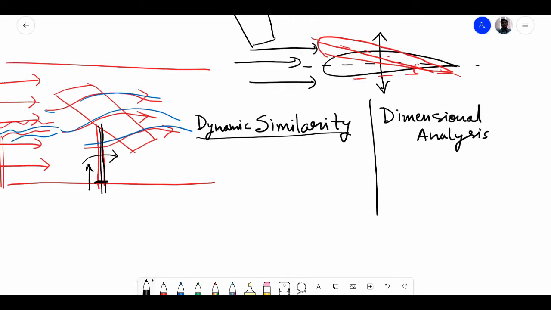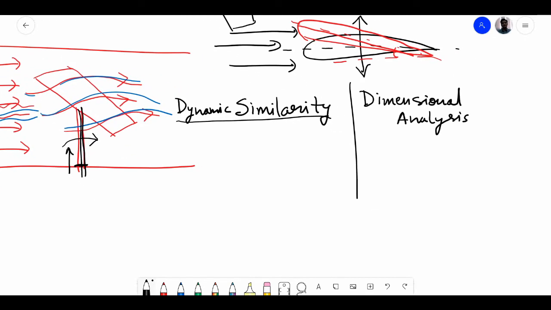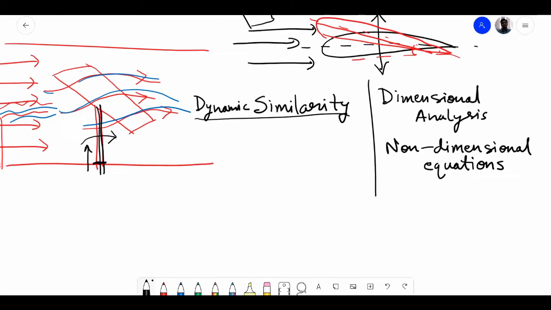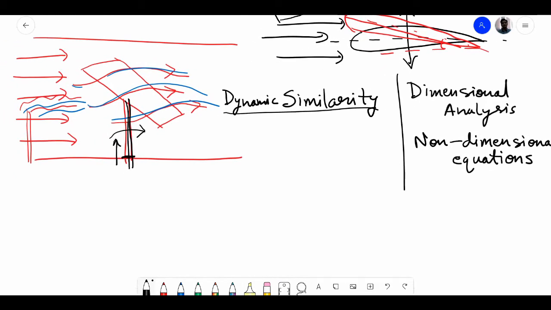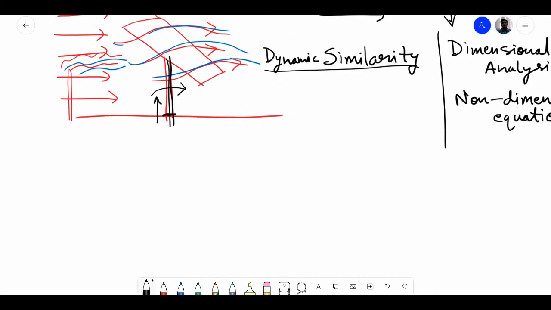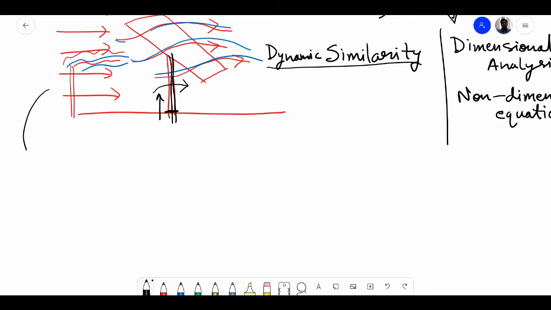And within dimensional analysis, non-dimensional relationships or non-dimensional equations or non-dimensional numbers. So using these, what you can do is you can reduce your experimental costs. So the idea is that you can build a smaller facility, a smaller wind tunnel.